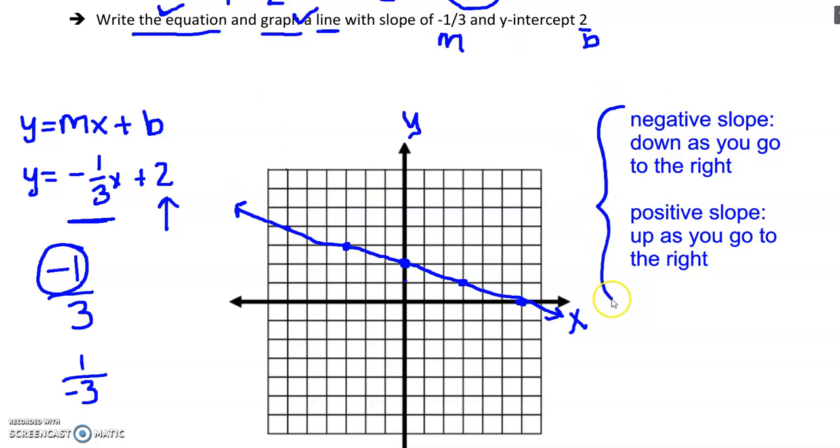Now out here to the side, I just made a little note that I think is important. You might want to jot this in yours as well. If you have a negative slope, as you go to the right, it's going to go downhill. If you have a positive slope, as you go to the right, it's going to go uphill.